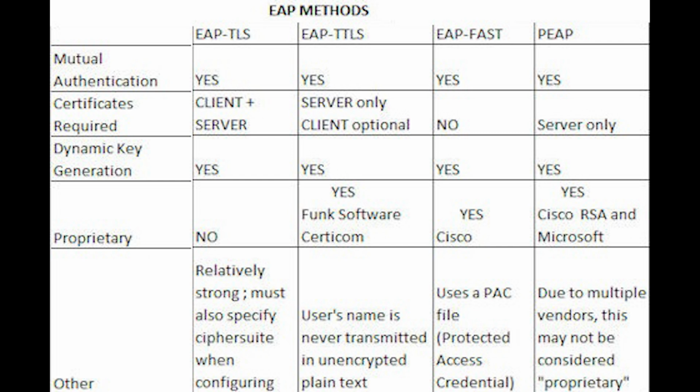The wireless LAN controller acts as an EAP intermediary between the client and the authentication server, and this server is usually the RADIUS. Remote Authentication Dial-in User Service is a networking protocol that provides centralized authentication, authorization, and accounting management (AAA) for users who connect and use a network service.